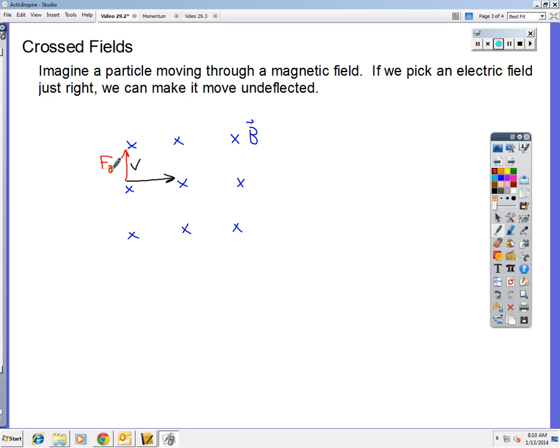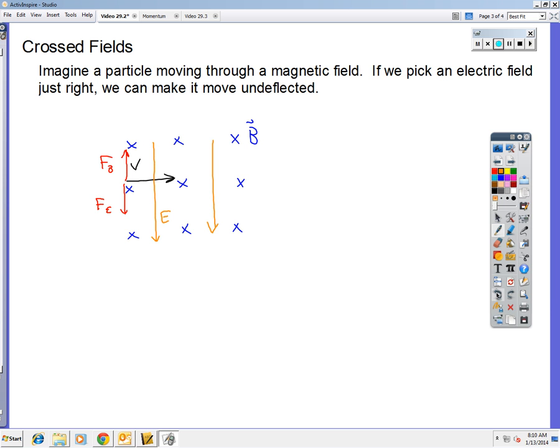But if we want to make this move in a straight line through the field, we can pick a magnetic field or an electric field that will do that. And in order for this particle to move in a straight line, the electric force needs to point opposite the magnetic force, and that means the electric field, if this is a positive particle, has to point downward.